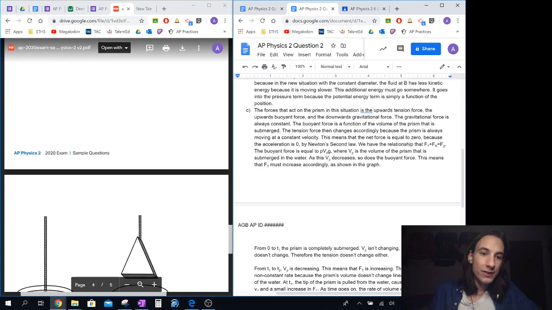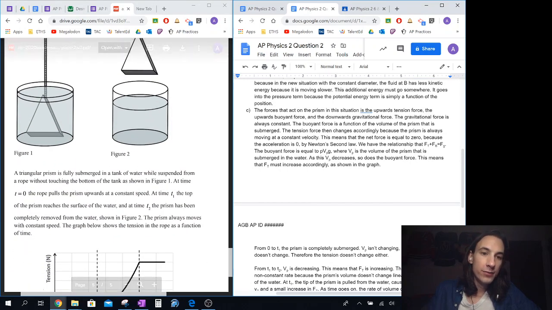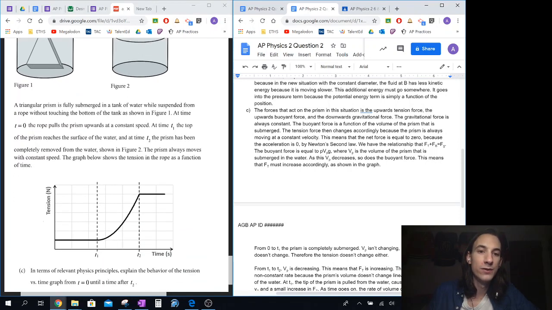Now we have this situation where we're saying, okay, let's put a prism in water and lift it. The triangular prism is fully submerged in a tank of water while suspended from a rope without touching the bottom of the tank, as shown in figure 1. At time t equals 0, the rope pulls the prism upwards at a constant speed. At time t1, the top of the prism reaches the surface of the water, and at time t2, the prism has been completely removed from the water, shown in figure 2.